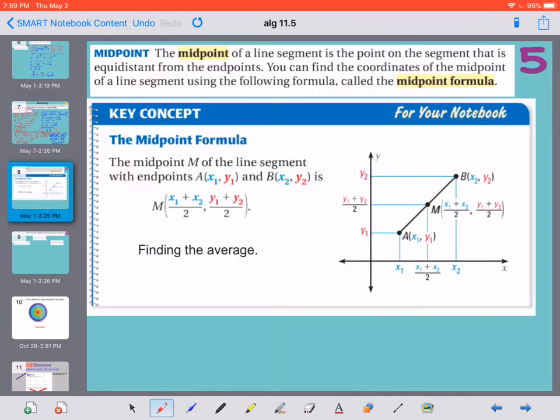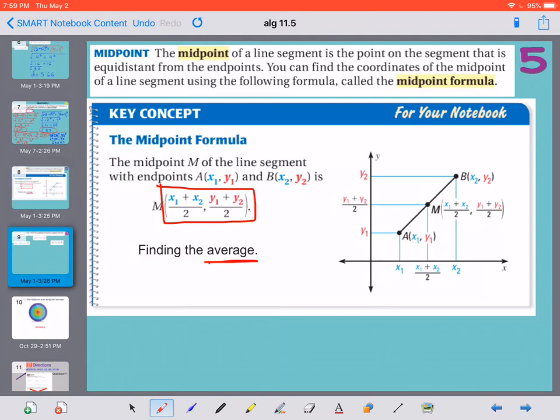Alright, now the midpoint of a line segment is the point on the segment that is equidistant from the endpoints. It means it's the same distance from either A or B. You can find the coordinates of the midpoint using the midpoint formula. The midpoint formula is (x1 plus x2) divided by 2, (y1 plus y2) divided by 2. Basically, what we're doing is finding the average.